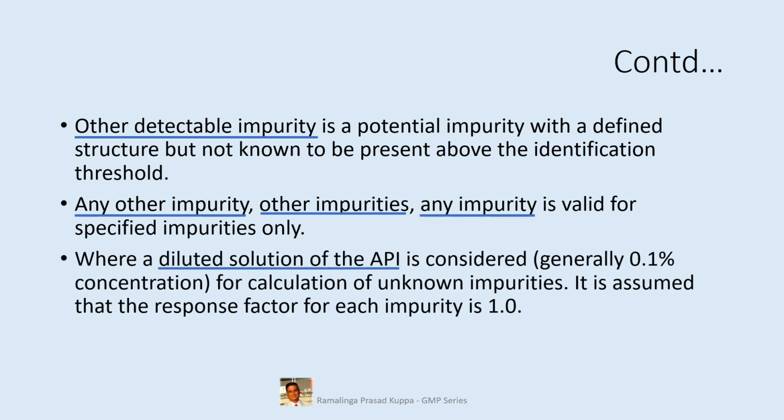When a diluted solution of the API, generally 0.1% concentration, is considered for calculation of unknown impurities, it is assumed that the response factor for each impurity is 1. As described under slide 5, when the response factor is 1 as against the main API peak, the diluted solution of API, generally 0.1%, is used as a standard. The area counts of each individual peak are compared with the peak area of the diluted standard of API.